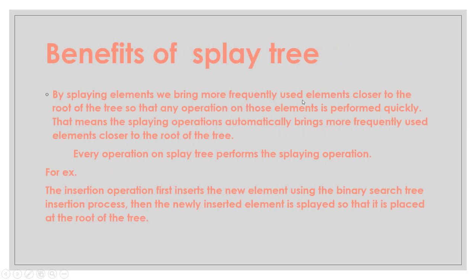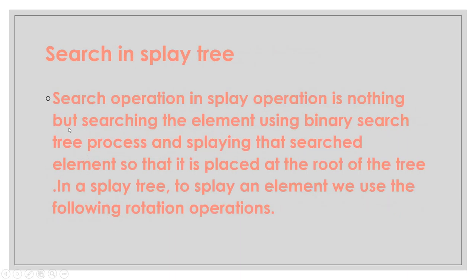So, the benefits of the splay tree. By splaying an element, we bring more frequently used elements closer to the root of the tree so that any operation on those elements is performed quickly. That means the splaying operation automatically brings more frequently used elements closer to the root of the tree. Every operation on a splay tree performs the splaying operation. So the insertion operation first inserts the new element using the binary search tree insertion process. Then the newly inserted element is splayed so that it is placed at the root of the tree. So it makes access faster. The search operation in a splay tree is nothing but searching the element using the binary search tree process and splaying that searched element so that it is placed at the root. So we search only to make that element the root.